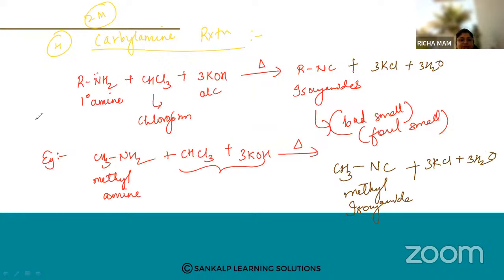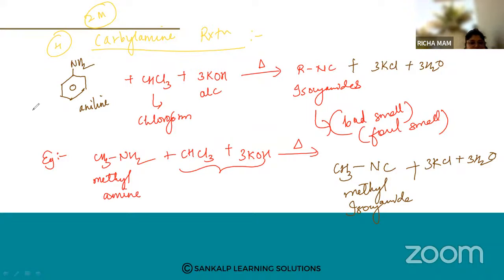Okay, one more example. I'll write the example here only. Let me substitute R as an arylamine. So this is our aniline, a primary amine, but a primary aromatic amine. Aniline, I'm reacting with chloroform and alcoholic KOH. I'm heating it. So what am I going to get?